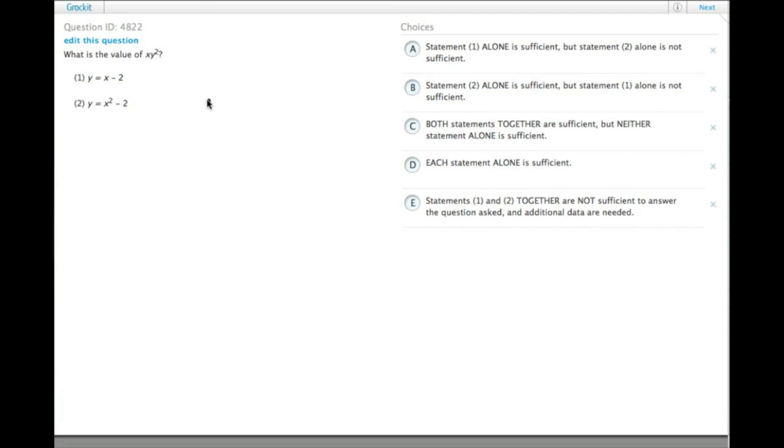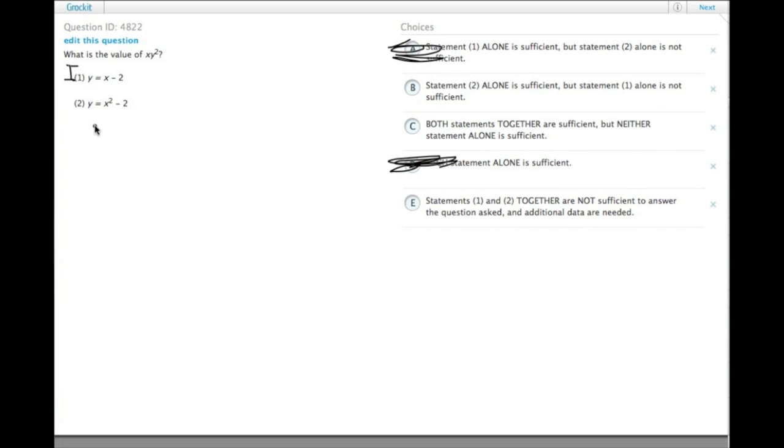What's the value of x times y squared? We need numbers for x and y in order to solve this one, or some other way of figuring it out. Statement 1 tells us that y equals x minus 2, so we know that y is smaller than x, it's 2 less than x, but without any numbers, all we have are relative values. So statement 1 cannot be sufficient on its own, and we certainly can't have both sufficient.